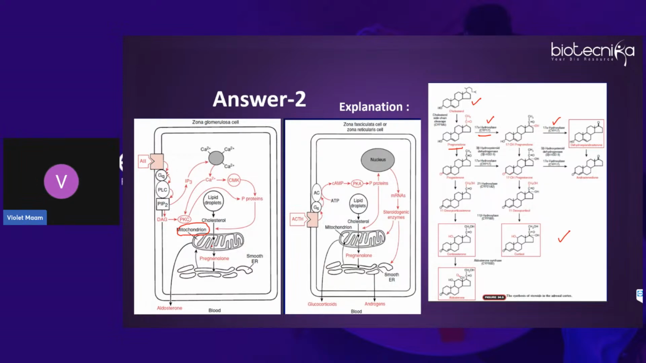The zona glomerulata has G protein based signaling, and zona fasciculata will also have G protein based signaling. Here it is the PIP2 that will play a role, and in this case it is the cyclic AMP, the second messengers. So that is about this question.